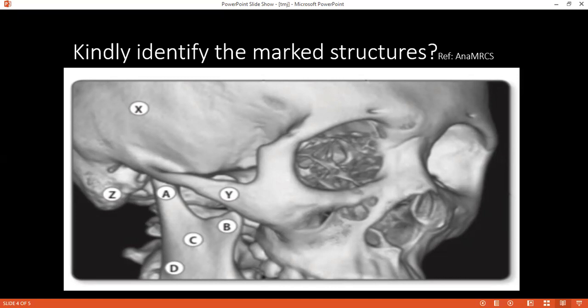Yes, ma'am. A is the condyloid process of the mandible. B is the coronoid process of the mandible. C is the ramus. D is the angle of the mandible. X is the squamous part of the temporal bone. Y is the zygomatic process, and Z is the mastoid process.